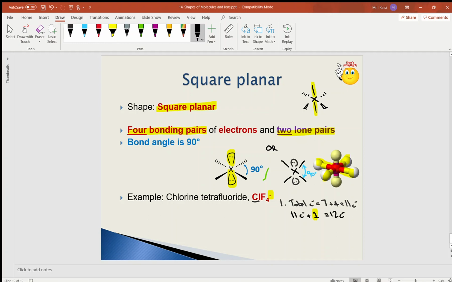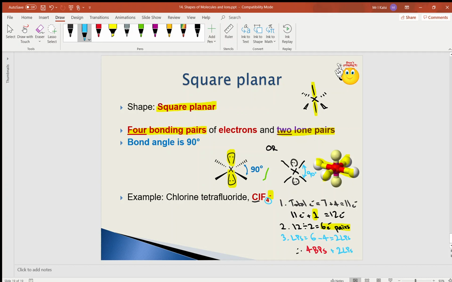So we need to pay attention to whether it's an ion or not. Then we just carry on as normal. 12 divided by 2 gives me 6 electron pairs. Work out the number of lone pairs. To work out the number of lone pairs, it's this number here, 6, take away the number of atoms around the center, which is 4. This is 2 lone pairs. And our conclusion is that out of the 6 electron pairs, if 2 of them are lone pairs, that will mean we've got 4 bonding pairs, and we have got 2 lone pairs.